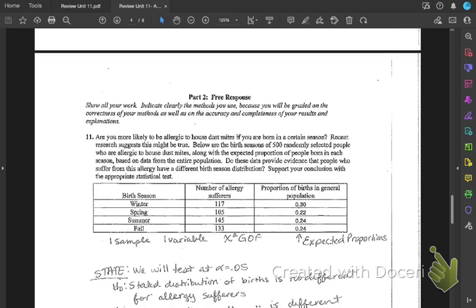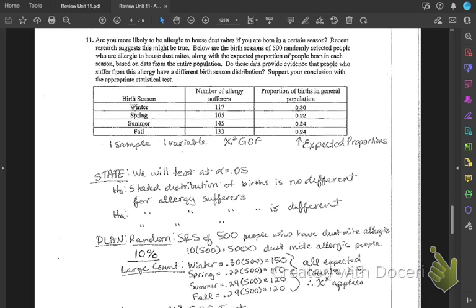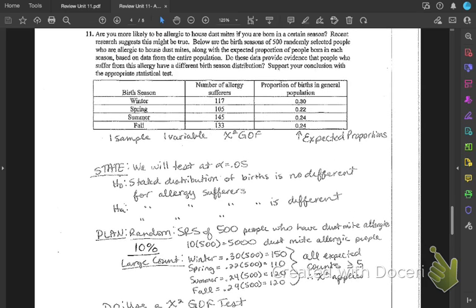Free response. Are you more likely to be allergic to house dust mites if you are born in a certain season? Recent research suggests this might be true. Below are the birth seasons of 500 randomly selected people who are allergic to house dust mites, along with the expected proportion of people born in each season, based on data from the entire population. Do these data provide evidence that people who suffer from this allergy have a different birth season distribution? Support your conclusion with the appropriate test.